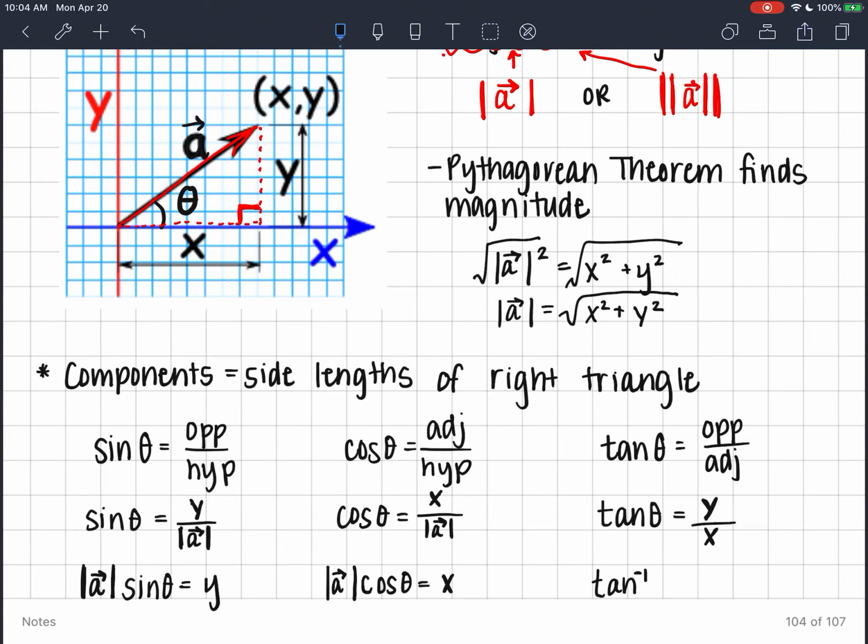In this case, inverse tangent. And what the inverse function does is it literally inverts your inputs and your outputs. So it switches this y over x with theta, and it switches theta with y over x. So in your calculator, you could plug in the inverse tangent of y over x, and you would solve for theta. And this would be an effective way of finding your angle for your vector.